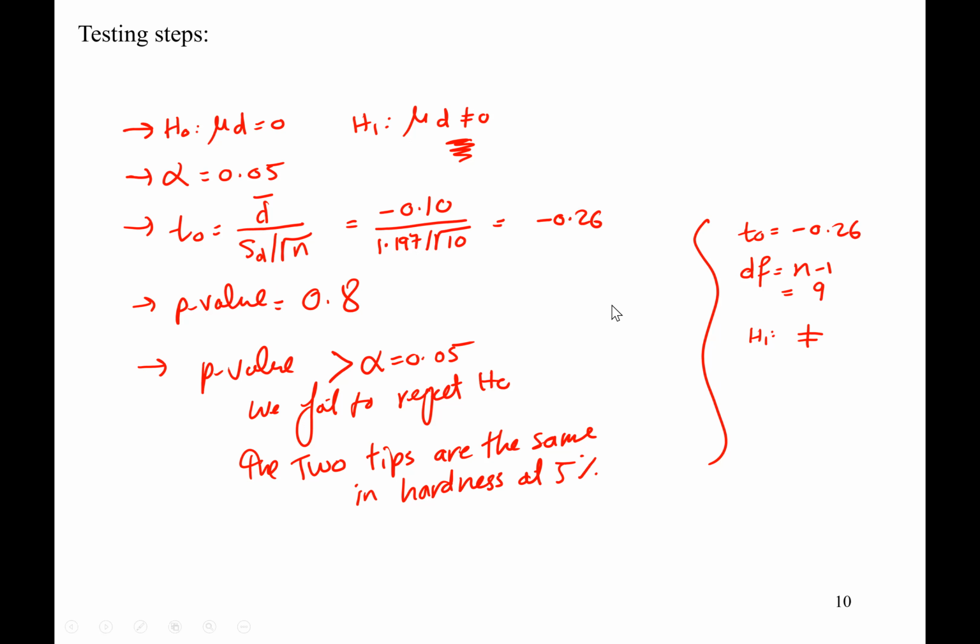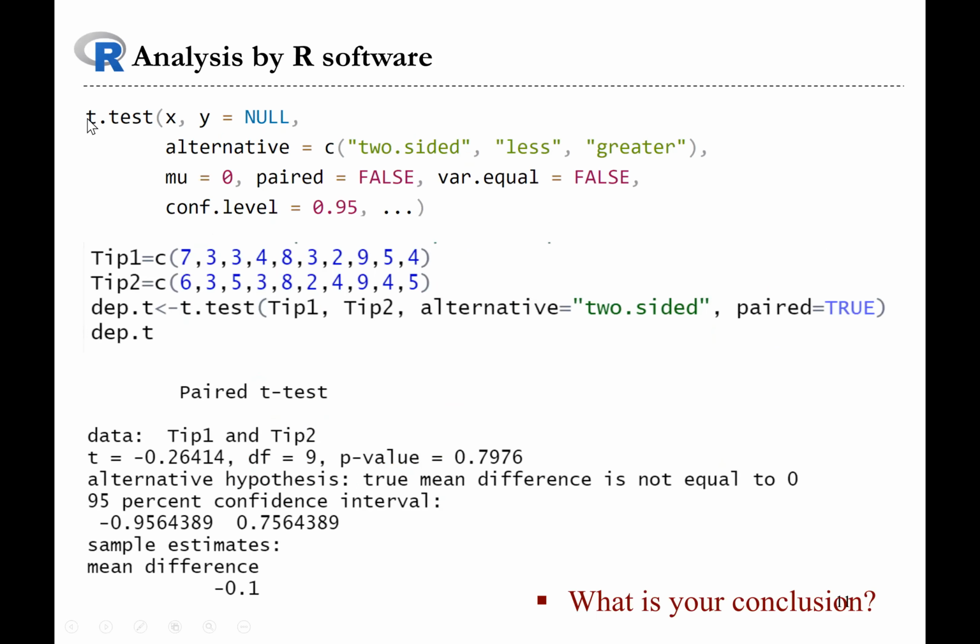So how do I use R? Should I use a different function from t.test? Use the same function again, t.test. And this is in general. You give x, you give y. The alternative can be two-sided, less than, or greater than. The mu to test mu equals 0, or the difference between the mu's is 0.